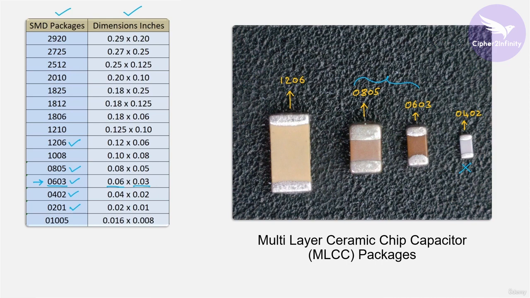And I told you about the dimension. This is the length of this capacitor, which is 0.04 inches. So you can see here 0.04 inches, and this width is 0.02 inches, which you can see here. So that's all about the different packages in case of SMD capacitors.